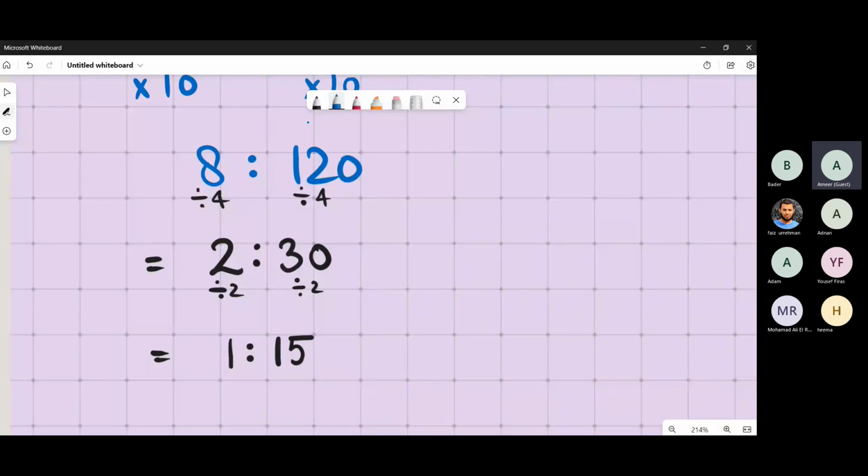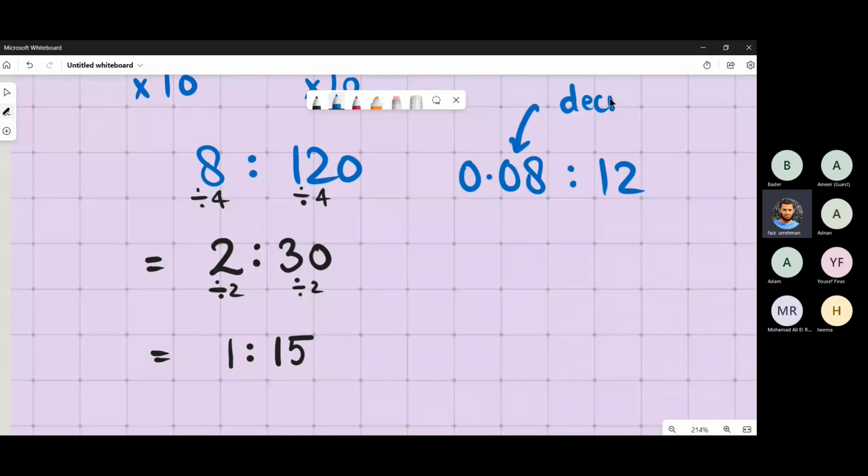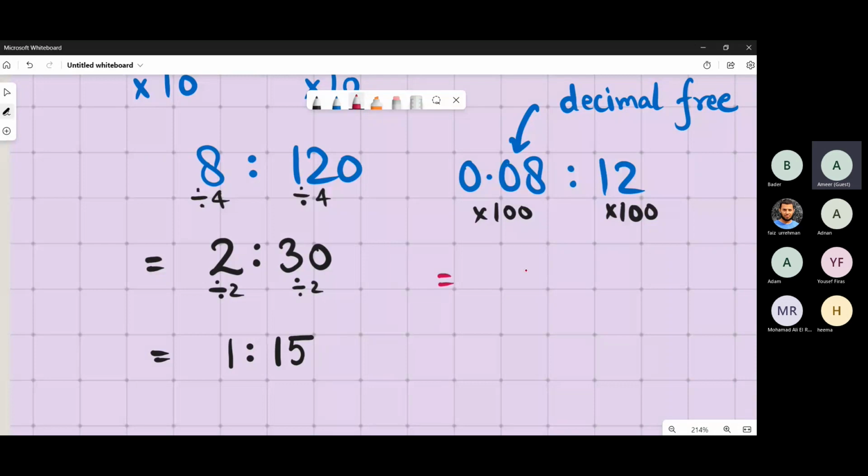If the question was like 0.08 to 12, we have to multiply by 100. What is your target? To make this decimal free, meaning there should not be any decimal available. Clear? What you will do? Multiply by 100 here, and to keep the balance, you have to multiply the other number, the denominator, by 100 also. So what will you get? 8 to 1200, which simplifies to 1 to 150.